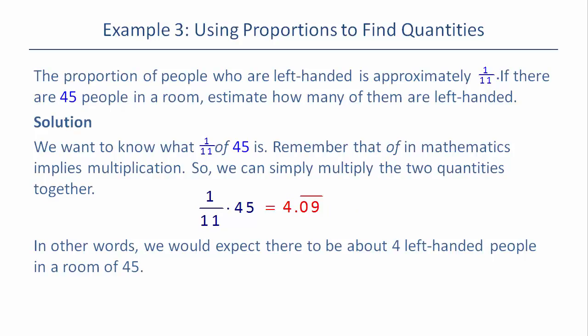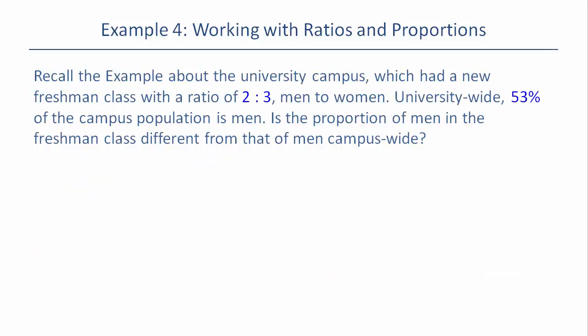How about if we use proportions to find some quantities? They tell us the proportion of people who are left-handed is approximately 1/11. If there are 45 people in a room, we can estimate how many of them are left-handed based on this given proportion. So we can just figure out 1/11 of 45, which gives us 4.09 repeating. You can't have 0.09 of a person. So you would assume that in a room of 45 people, there should be roughly 4 of them who are left-handed.